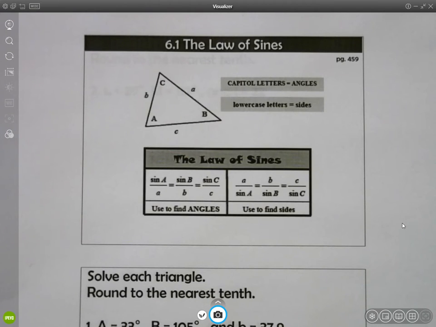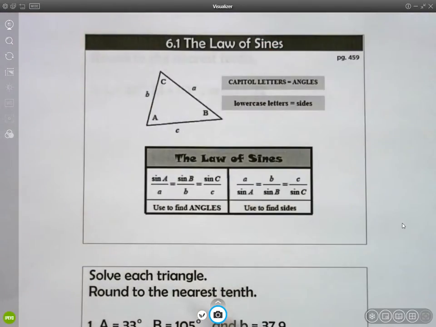So today we're doing the law of sines. If you look at page 459 in your textbook, there is a proof of the law of sines, but just really fast, I'll tell you where the idea for the law of sines comes from, so you don't think that it's just something that was pulled out of the air.